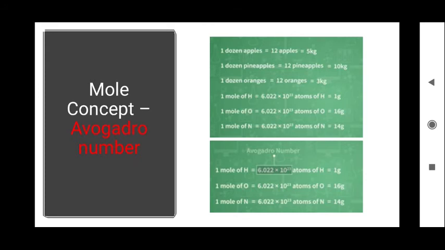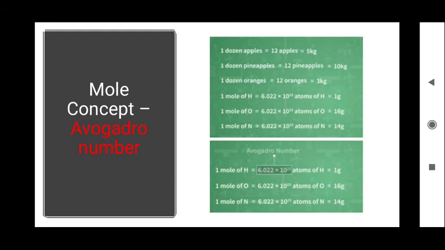Similarly, if it is asked for 1 mole of hydrogen, 1 mole of hydrogen always contains a fixed number of atoms, that is 6.022 × 10^23 atoms. So many atoms will be present in 1 mole of hydrogen, but its mass will be 1 gram. How do you get 1 gram? It is the atomic mass number. You know the atomic mass number and all.